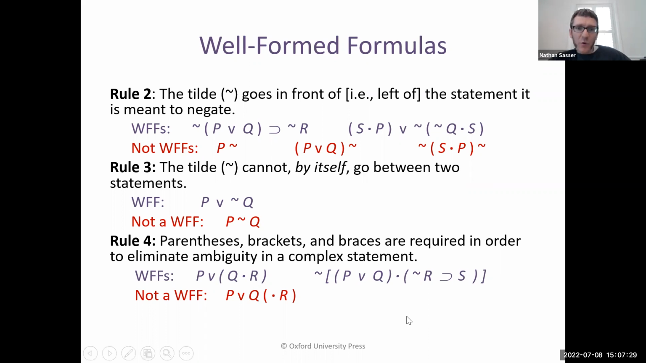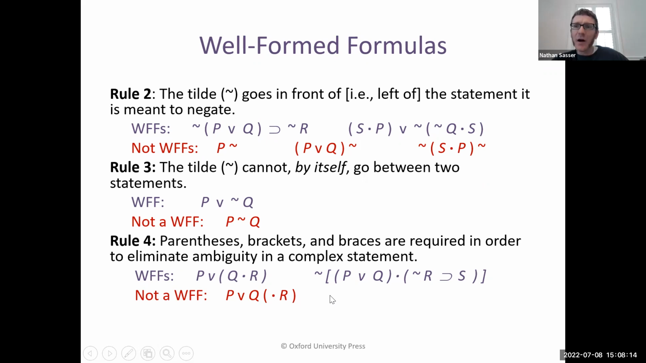And then finally, rule number 4: parentheses, brackets, and braces are required in order to eliminate ambiguity in a complex statement. So for example, this is all nice and purple, P or Q and R, all this checks out just fine. But here's where you go wrong. P or Q, parentheses, and R. There's a lot of problems here. First of all, what's the relationship between Q and the parentheses compound statement? We don't know. Secondly, this compound statement inside the parentheses breaks rule 1. It's like what and R? We don't know. So that's all messed up.